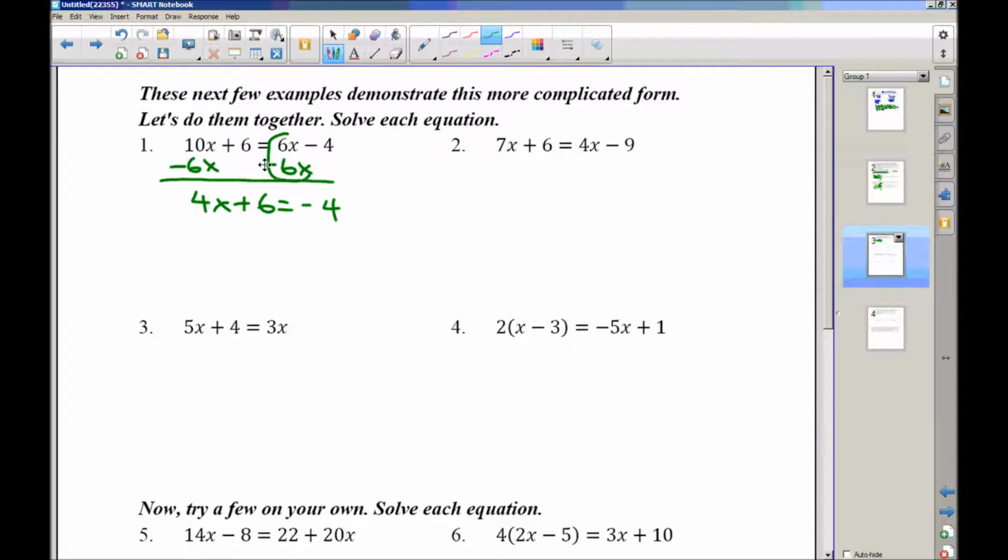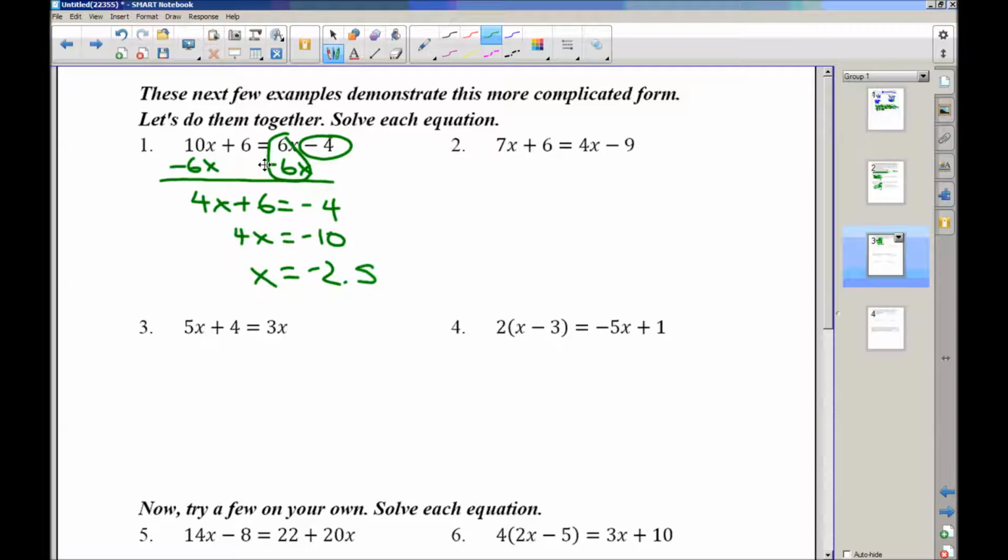Don't forget these two cancel out, but the negative 4 is still there. Then you subtract 6 to both sides to get negative 10. And then divide by 4 to both sides, and 4 goes into negative 10, negative 2 and a half times.